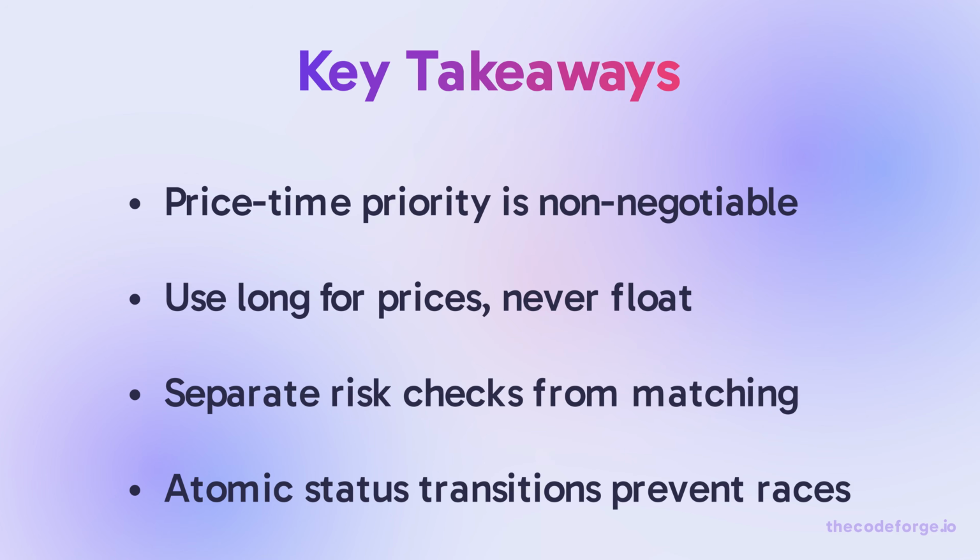To recap, price time priority is the only fair algorithm. Use lock-free structures for low latency, but per price level locks are fine for most systems. Always use atomic state transitions on orders to prevent race conditions. And never forget the WAL for durability.